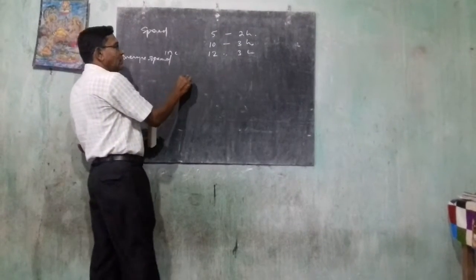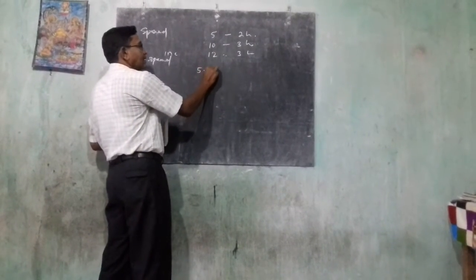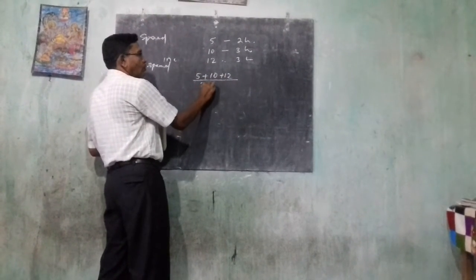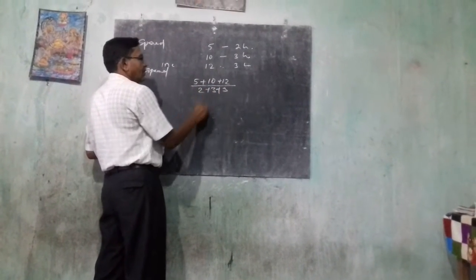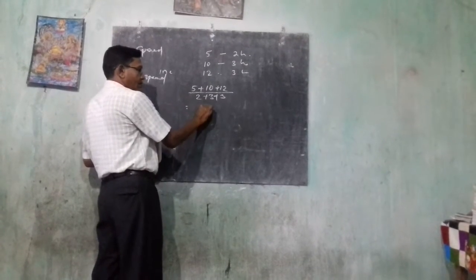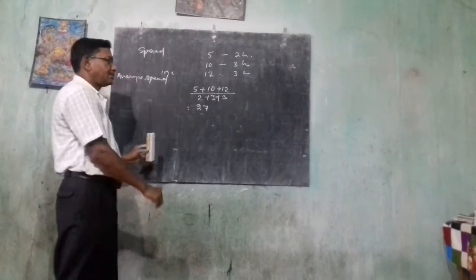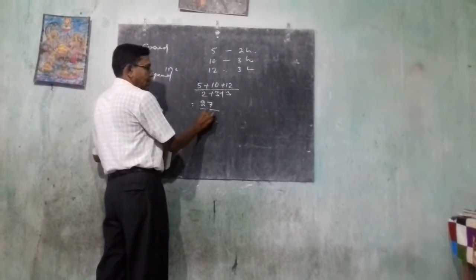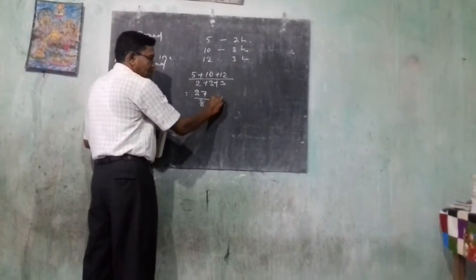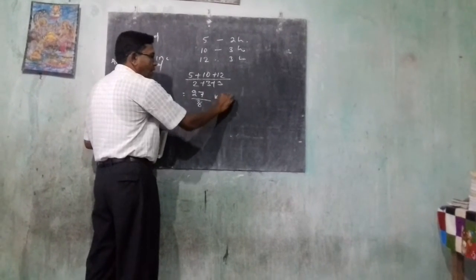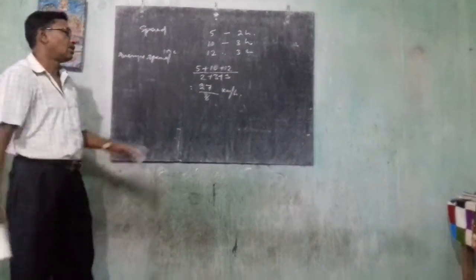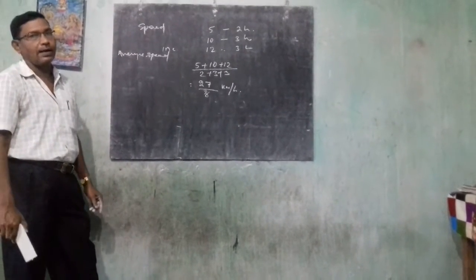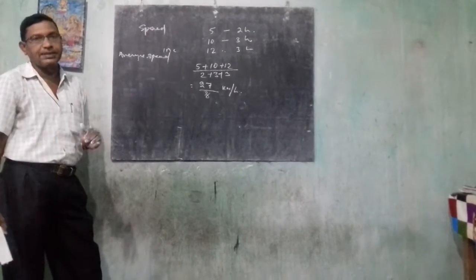Average speed means total distance by total time: 5 plus 10 plus 12 by 2 plus 3 plus 3. This means 27 kilometers by 8 hours. Their average speed is 27 by 8 kilometer per hour. This is known as average speed.